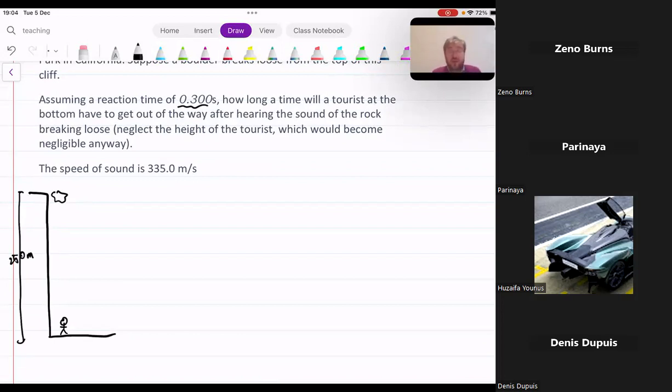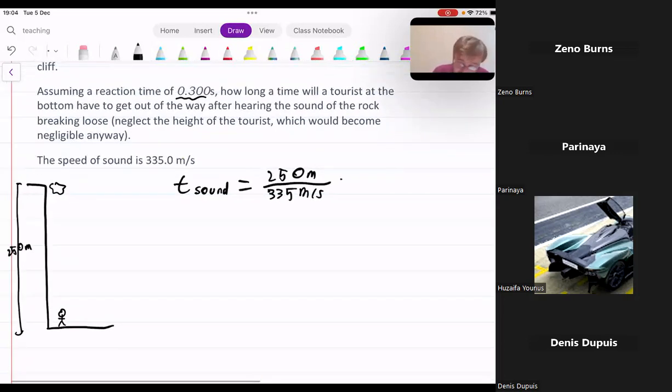So they have to wait to hear it. So how long does it take for the sound to reach them? So the time for the sound equals the 250 meters divided by the 335 meters per second for the speed of sound. And that takes 0.75 seconds.